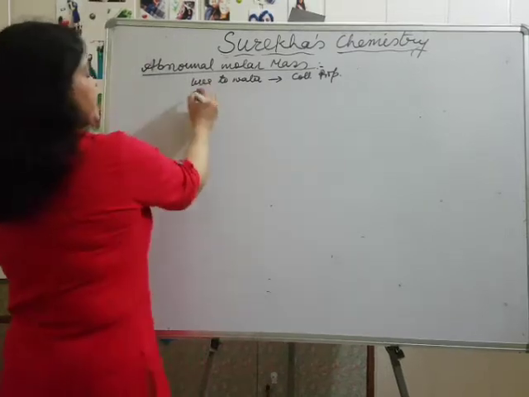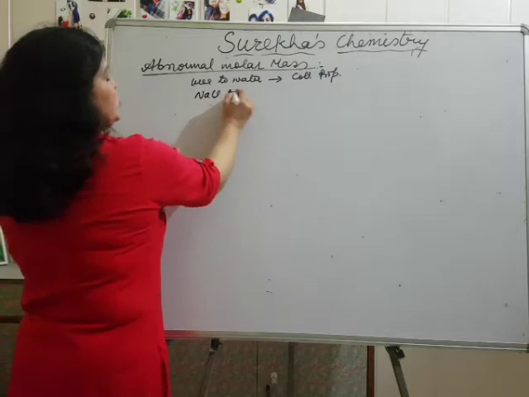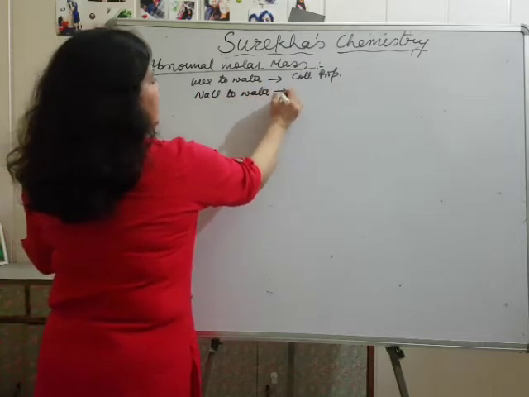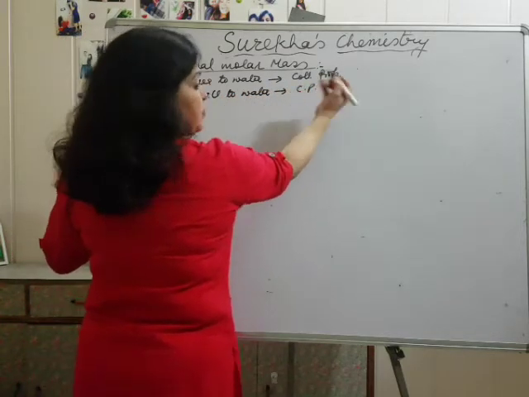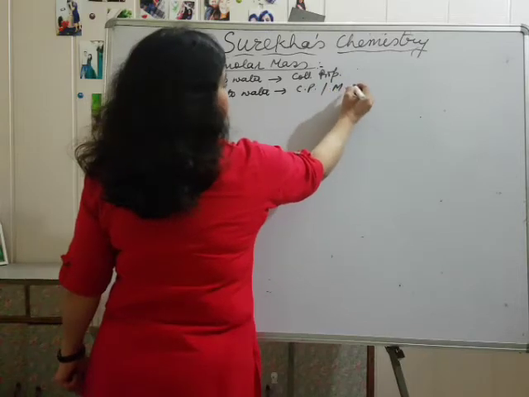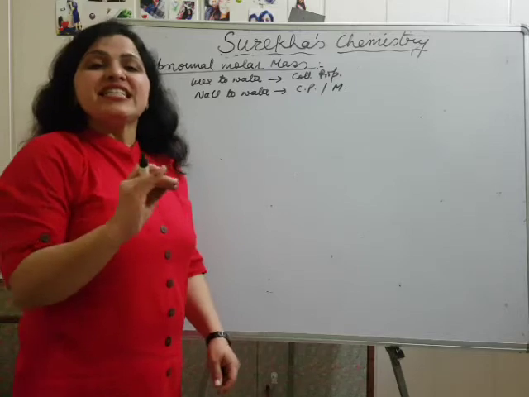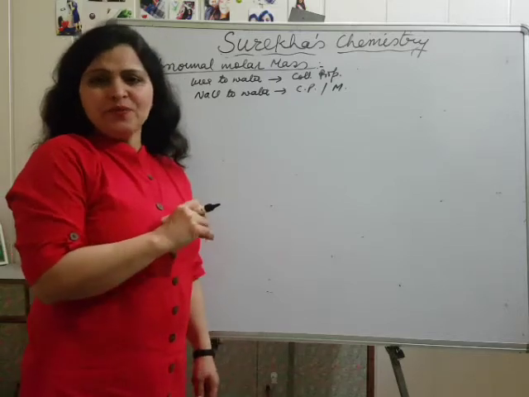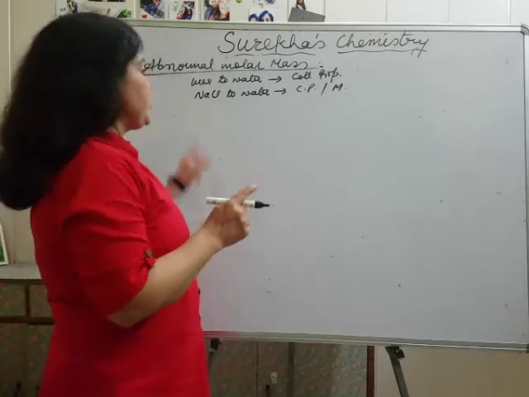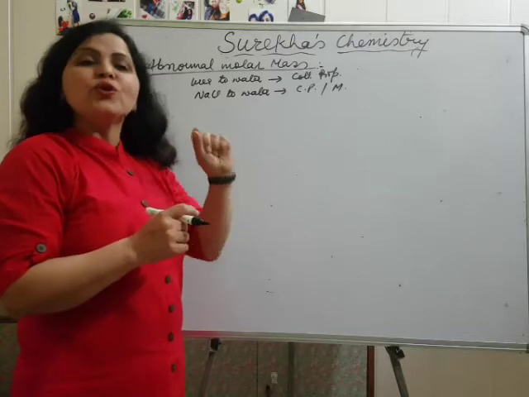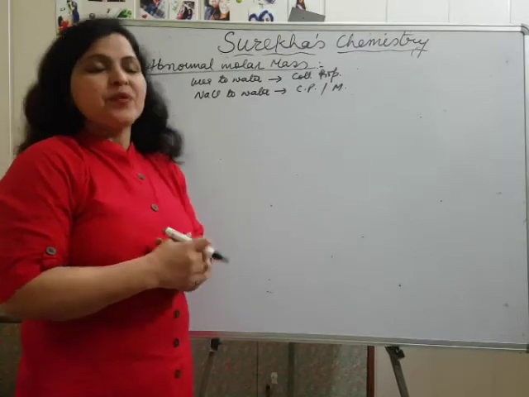Then I added NaCl to water and calculated the colligative property. By the colligative property, I calculated the molar mass of NaCl, but it was just half of the actual value. What does it mean? It means NaCl has shown abnormal molar mass.